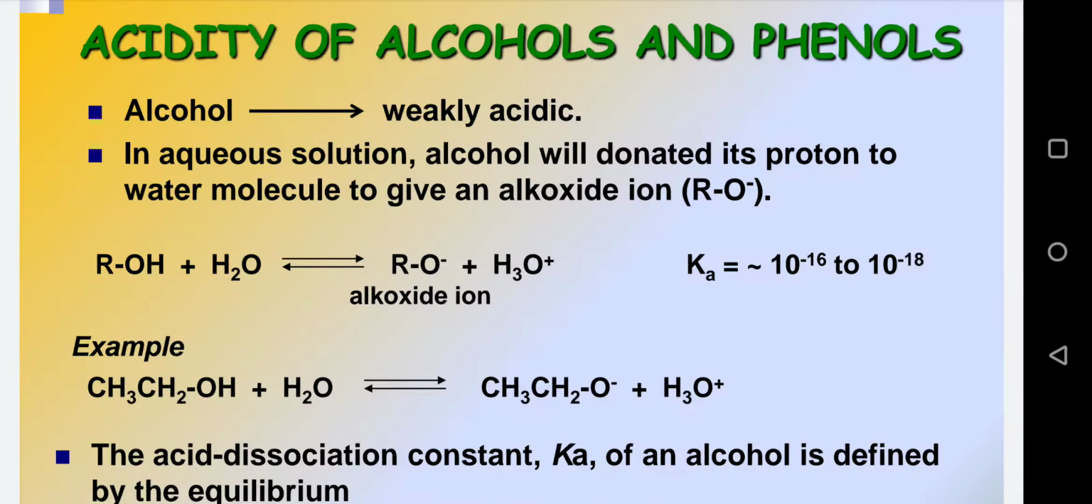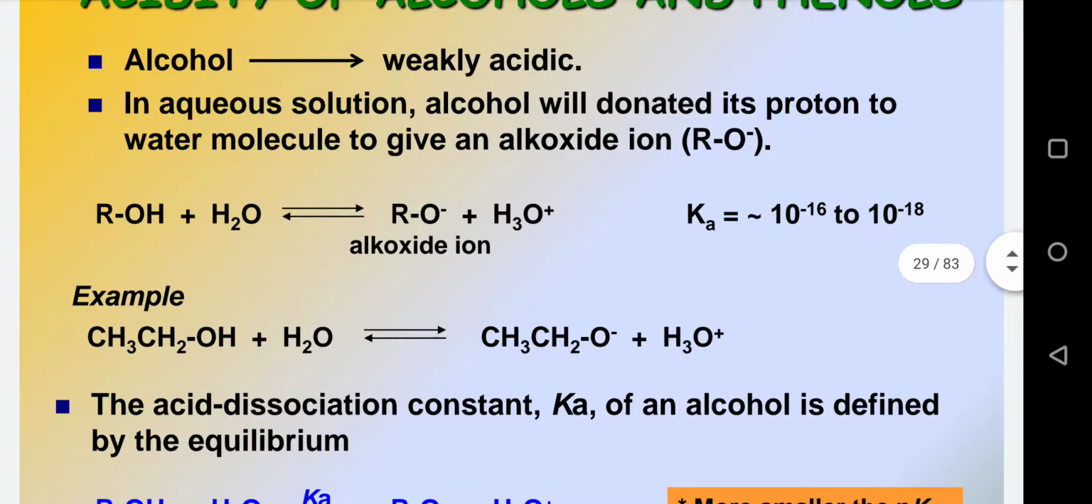So we assume that if ROH, that is alcohol, reacts with water, or in the presence of water gets deprotonated and results in an alkoxide ion, as we can see by taking an example of ethanol, which in the presence of H2O gets converted into ethoxide ion plus H3O+, that is hydronium ion.